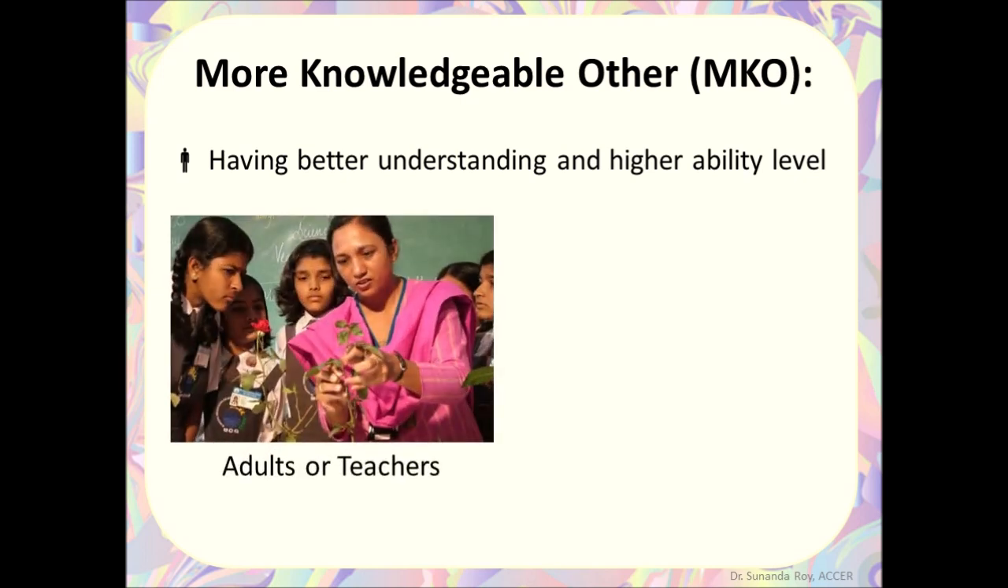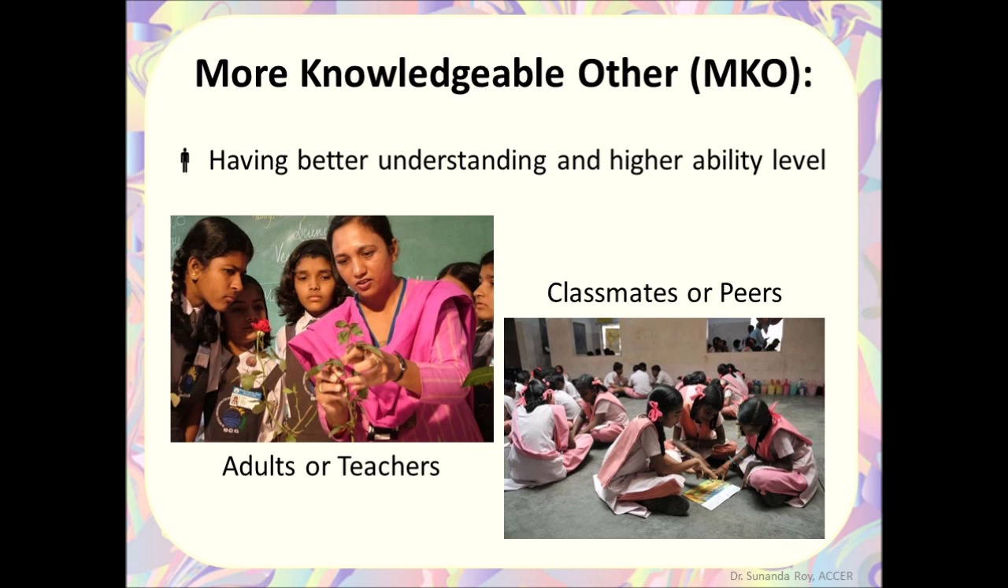So while teaching, the teacher in the classroom becomes the MKO. We also learn a lot from our classmates or peers. Hence, they too can become MKO. What is interesting is that many of us as teachers or even parents learn things from our students or our children. In such cases, they become our MKOs. So the MKO can be anyone having higher ability than the learner, irrespective of their age or status.